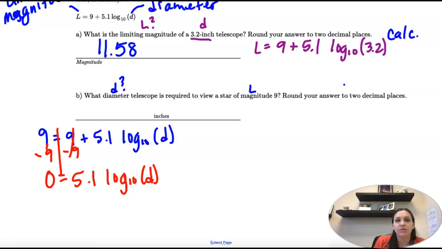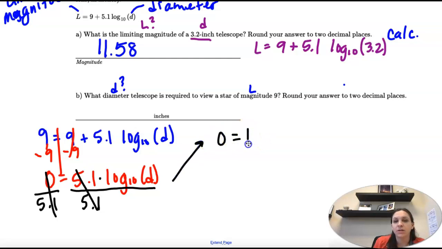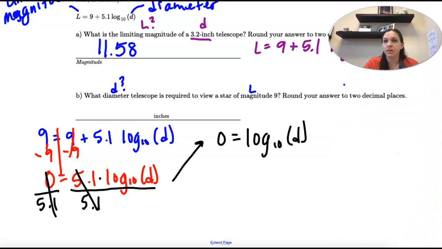Now we have to get rid of the 5.1. When things are next to each other in math, we're multiplying. So to get rid of the 5.1, we're going to divide both sides by 5.1. 0 divided by anything is 0. So I have 0 equals log base 10 of D.